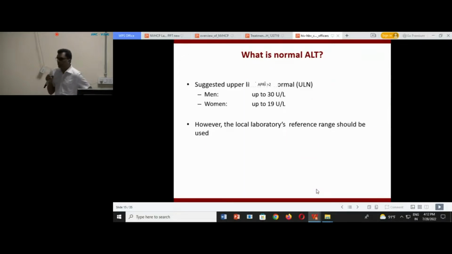So a little word about all this: what is normal ALT? Usually we take it as 40. For all the labs, we take it as 40. And for men it is 30 and 19. These are the changed guidelines.